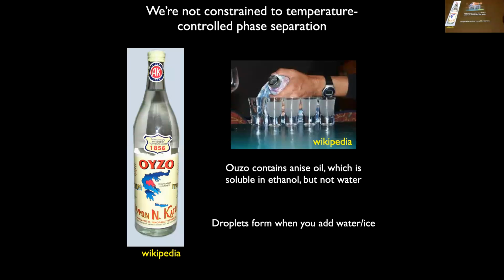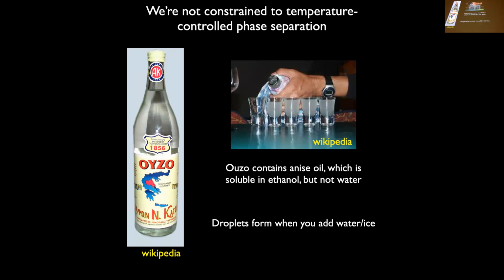So another type of phase separation that you might have come across is Ouzo. So Ouzo is basically a mixture of ethanol and oil, so anise oil. And when you drink Ouzo, you put water in with it, and water turns this Ouzo cloudy. So I think there's also pastis in France that you guys are looking at. It's the same principle, right?